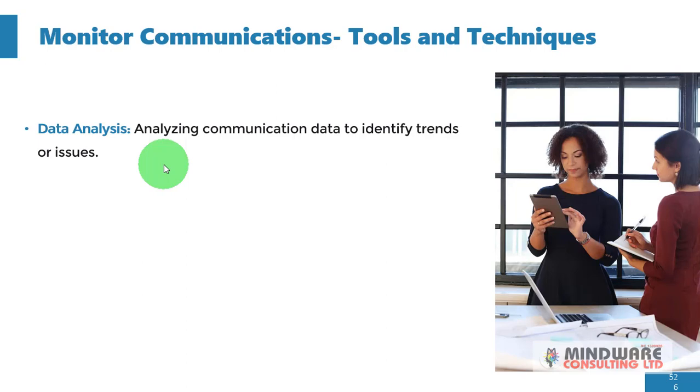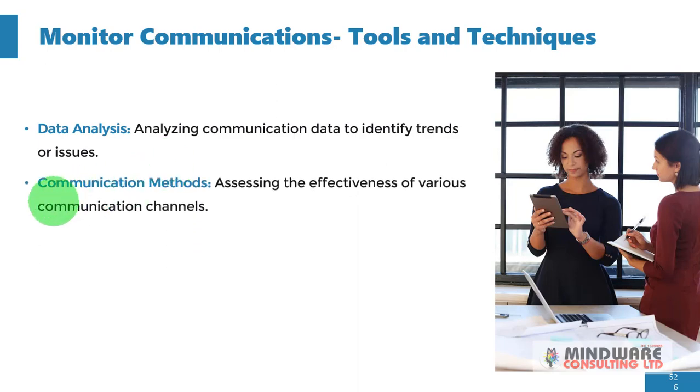So you have to be analyzing all this data to identify the trends, how the communication is going, or whatever issues are coming up as far as communication and information dissemination are concerned with this particular project. So you have communication methods, and this involves assessing the effectiveness of various communication channels.